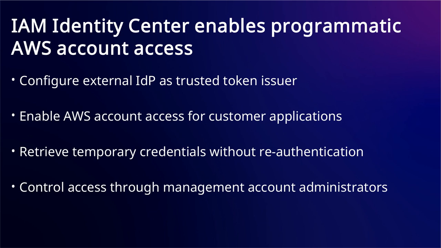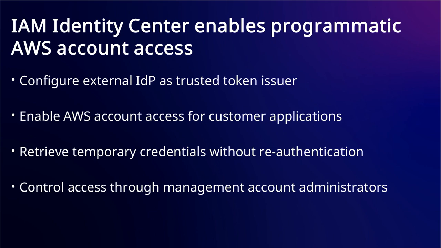Customer-managed applications previously required users to authenticate separately for AWS account access, even after signing in through their external identity provider. This created redundant authentication flows and complicated the user experience. With this feature, you can configure your external IDP as a trusted token issuer in IAM Identity Center, allowing your customer-managed applications to programmatically access AWS accounts on behalf of users.